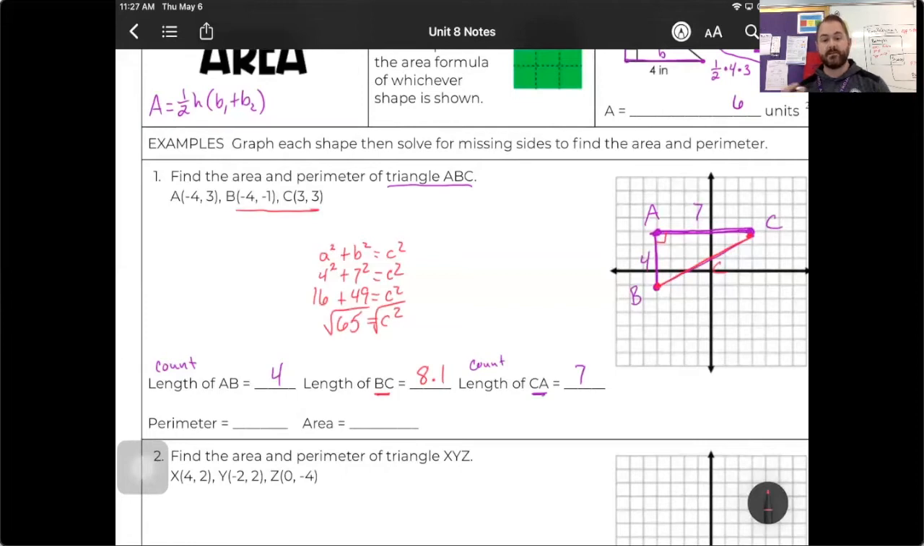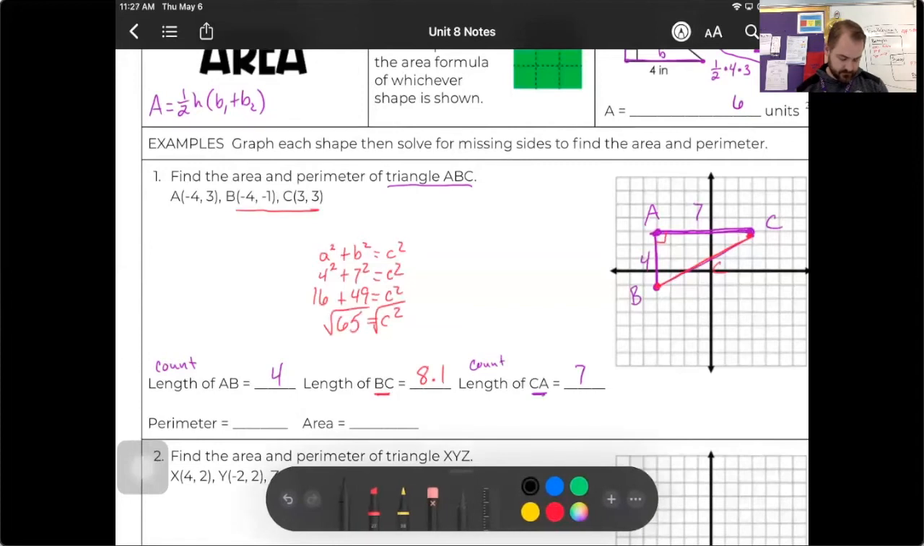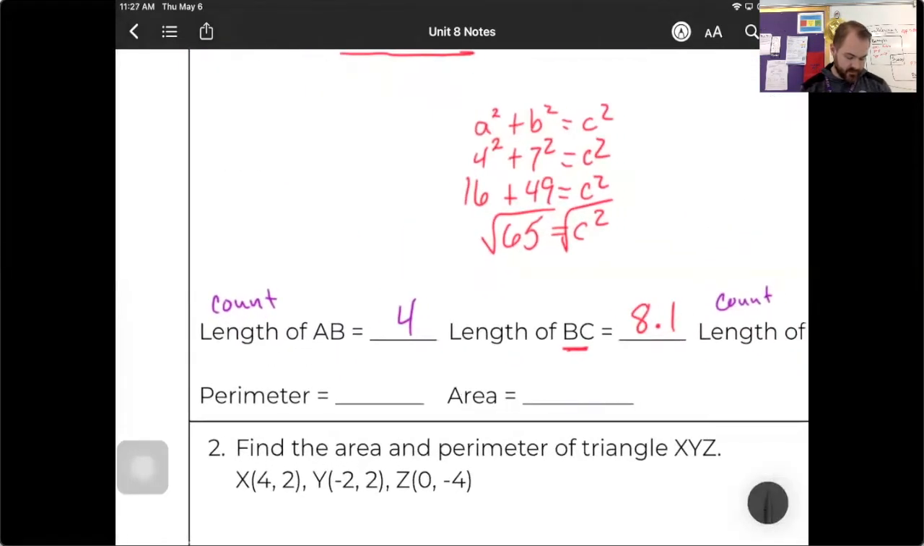And so that's the length that I need, because I have two things I have to find. I have to find the perimeter and area. So for the perimeter, I need all 3 sides. So I'm just going to add those up. Okay, for my perimeter, I'm going to add 4 plus 8.1 plus 7. Okay, when I add those together, I should get 19.1. So that's my perimeter of the triangle.